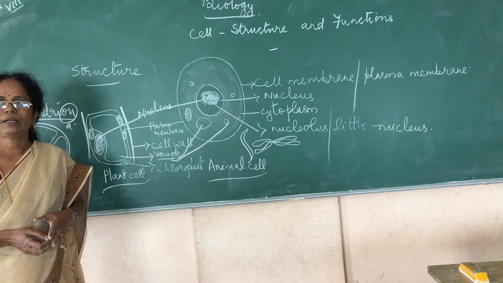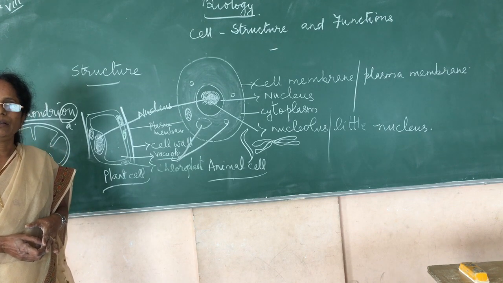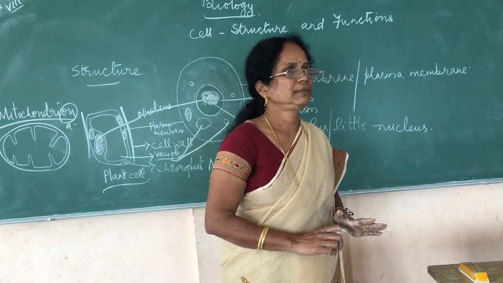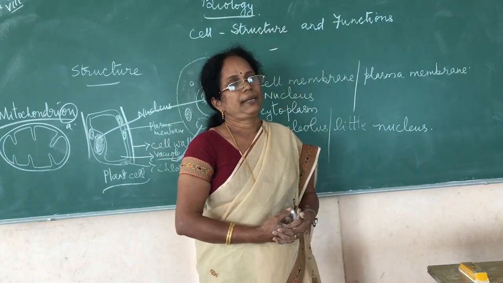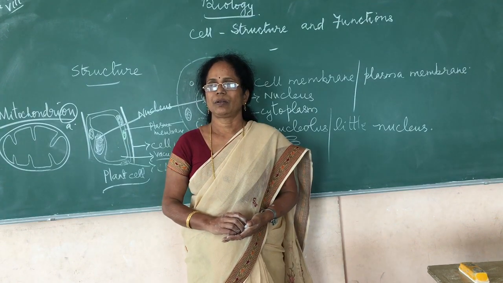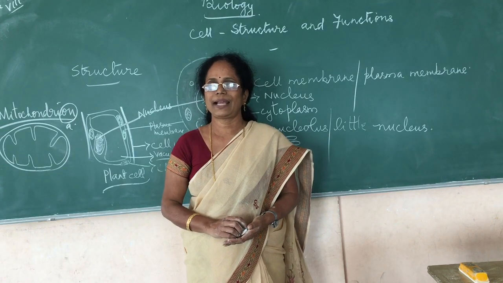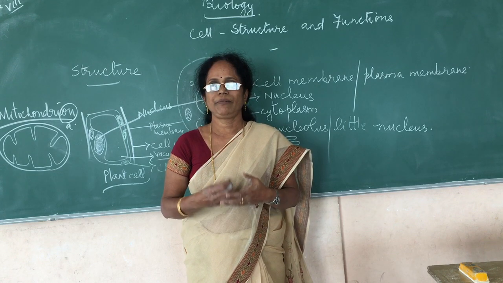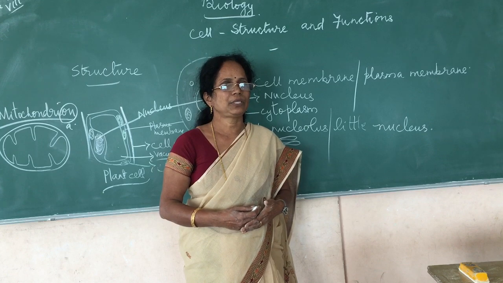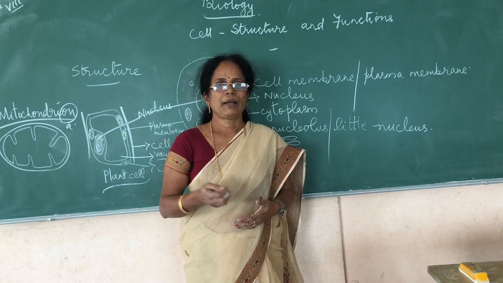You have to remember. Name the organelle containing green pigment. Chlorophyll, chloroplast. You have to repeat the words several times. Then you will remember.